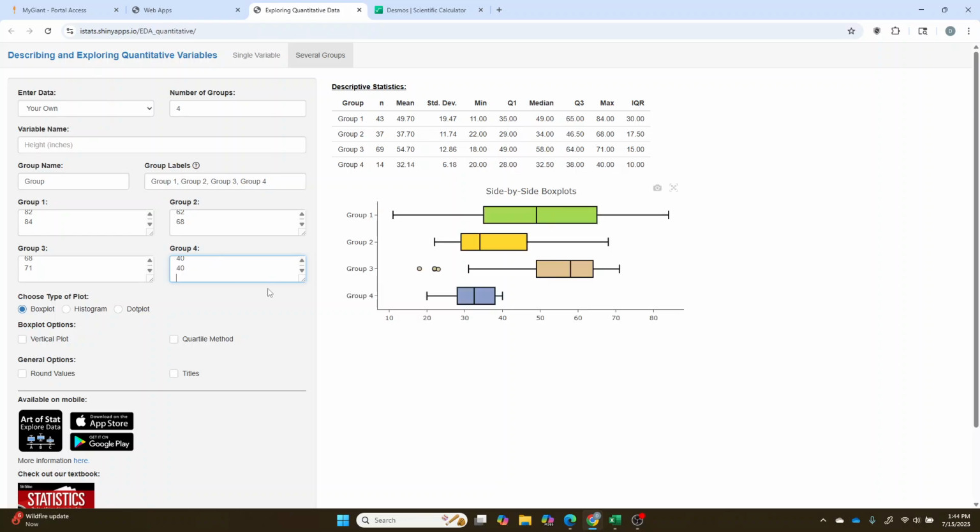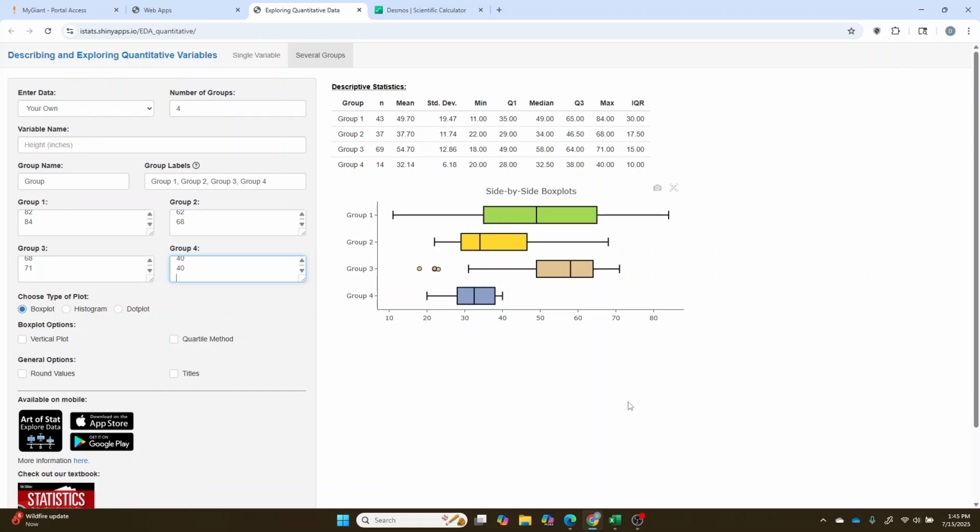Okay, and as soon as we get the data for that 4th data set in there, it calculates the descriptive statistics for each of those 4 data sets. So in particular, Q1, Q2, Q3, and IQR. And then it also makes these side-by-side box plots, which is really nice.